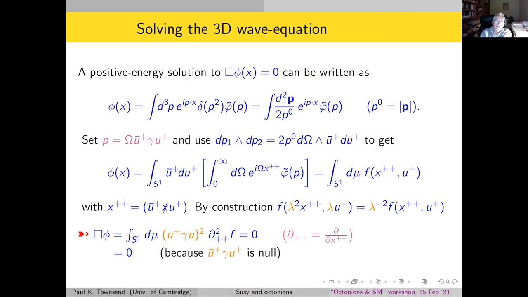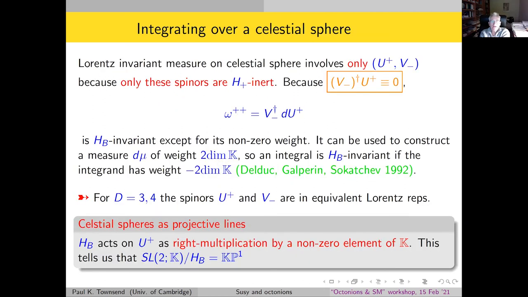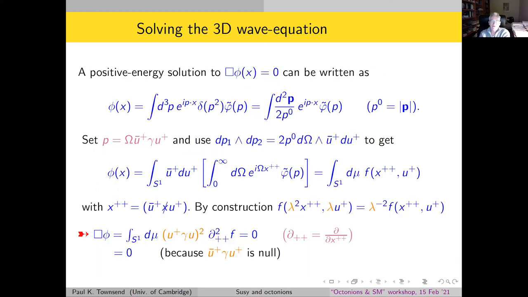So now let's do this. I want to come back and use this, but let's go back, pretend I hadn't told you any of that now, and you're just looking at the simplest case. You're looking at the three-dimensional wave equation, and you're wondering how can I solve this equation? Well, you say, let's see, I do a Fourier transform. So I write phi of x as e to the i p dot x, some function of p.